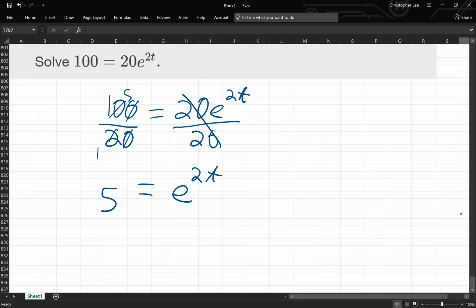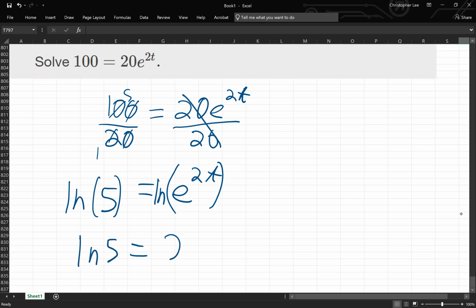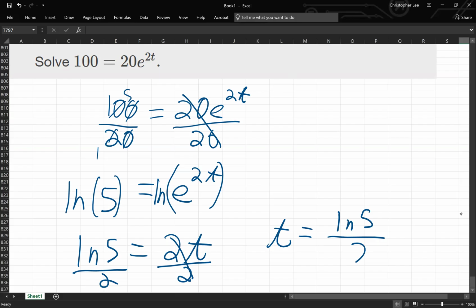Now I want to get rid of the e. So what am I going to do? Natural log that thing, right? But what I do to one side of the equation, I have to do to the other side. So boom, ln 5. Now I have ln 5 is equal to 2t. After that, divide by 2. You do to one side, you do to the other. This is my final answer: t equals ln 5 over 2. That's it.